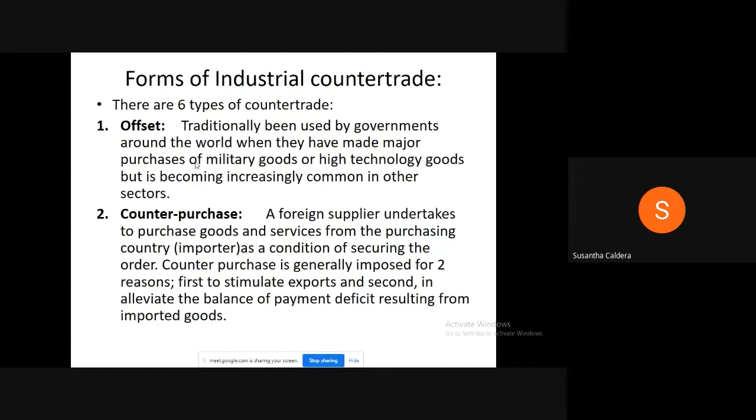Now, counter purchase is generally imposed for 2 reasons. First, to stimulate exports, and second, to alleviate the balance of payment deficit resulting from imported goods. Right. So this is another one, because sometimes some countries use counter purchase to alleviate the balance of payment deficit resulting from imported goods. When we have more imported goods, our balance of payment is more negative because we have to send the money out. Then it will be a negative balance, right?